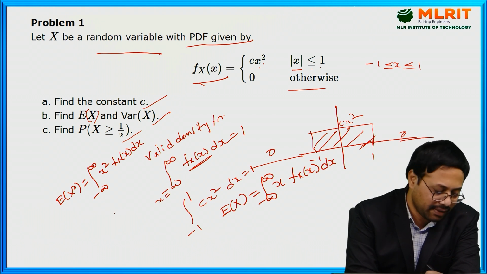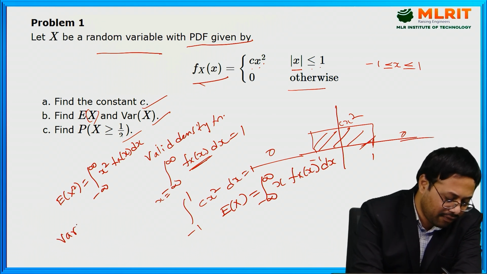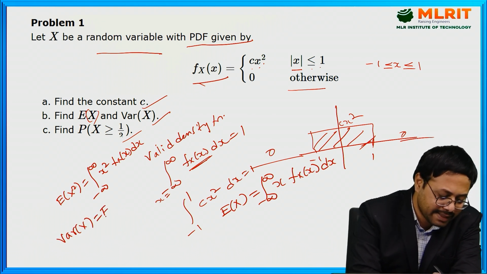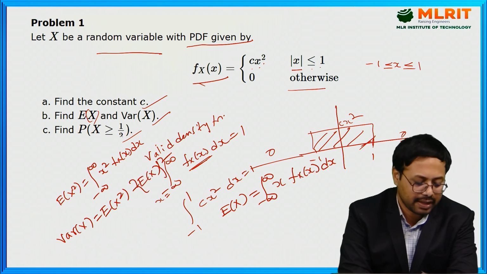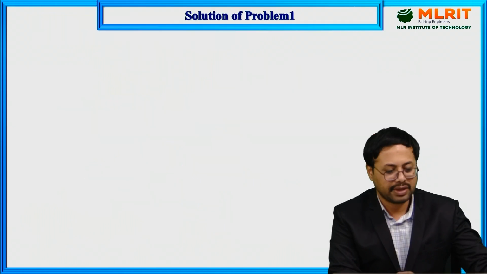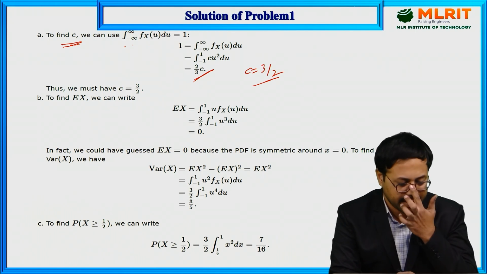Now next, what is the variance definition? Variance of X is equal to mean square minus square of mean. Okay, these are the definitions. The problem I have solved already. You can check it here.